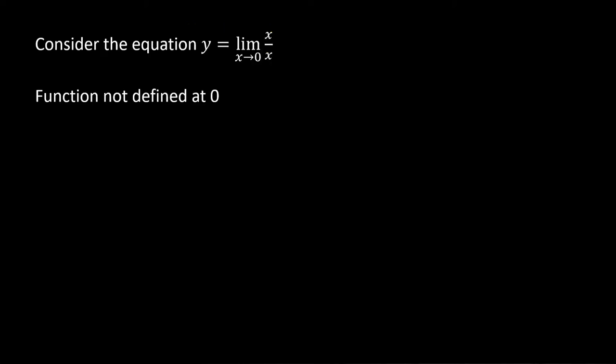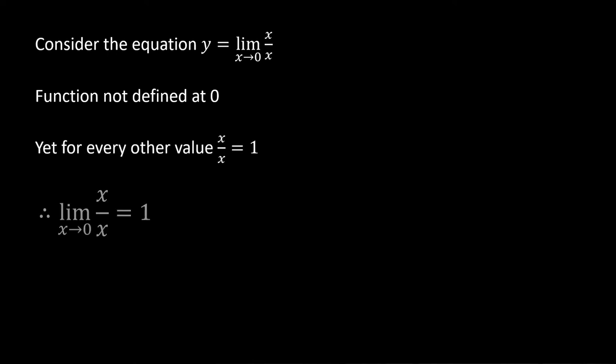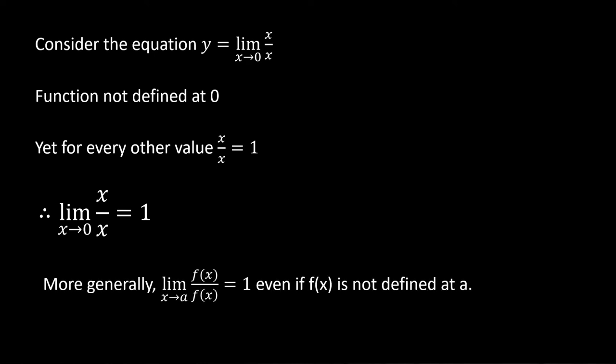Now consider the equation y equals the limit as x approaches 0 of x over x. We can see that as long as x does not equal 0, then x over x always equals 1. Therefore, the limit as x approaches 0 of x over x is trivial to determine, as it must be 1, since this is the value the function spits out at every other value in its domain. More generally, we can write that if a function is undefined at value a, then the limit as x approaches a of the function divided by itself will also be 1, because a function divided by itself will always equal 1 over all the domain where it is defined.